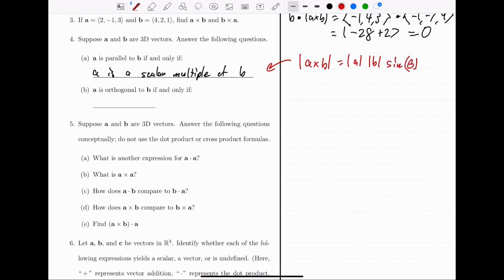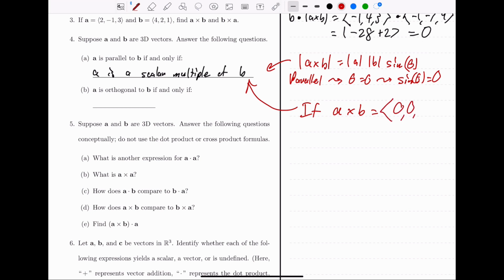If the vectors are parallel, that means that the angle between them is 0. And if theta equals 0, that means that sine of theta is also 0. So if two vectors are parallel, then the angle between them is 0, sine of the angle is 0. That means that the magnitude of the cross product is 0. The only vector that has a magnitude of 0 is the 0 vector. So another way to check if two vectors are parallel is to find the cross product. They're parallel if the cross product, a cross b, is the 0 vector.